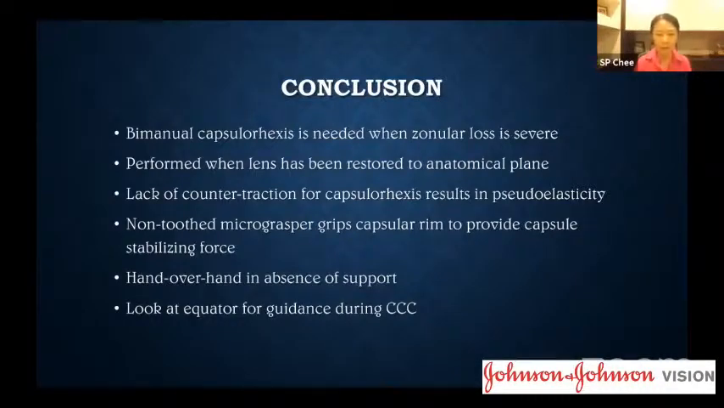You know, the lens spinning along as you try to pull. You definitely need to then take a second instrument, or you can use an iris hook there to provide the counterforce. All right, non-toothed micrograspers are used to grip the capsular rim to provide the counterforce as well as stabilizing grip. And you do a hand over hand in the absence of the support of the zonules. And we look to the equator for our guidance during the CCC in order to get that round capsulorhexis or appropriate shape, as in the Marfan's case, and also the correct size.